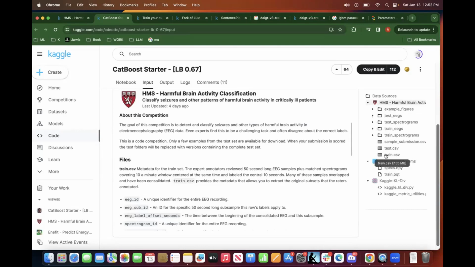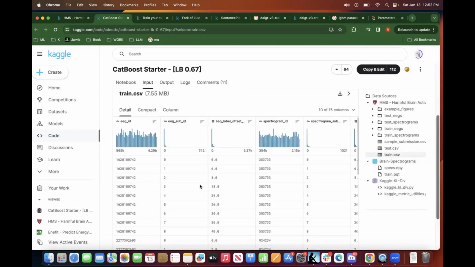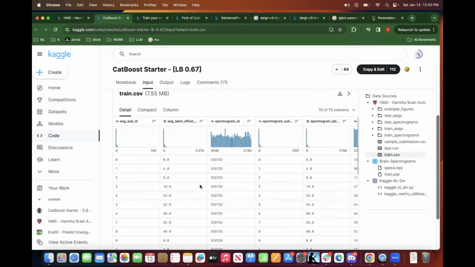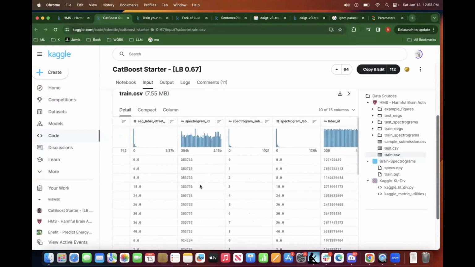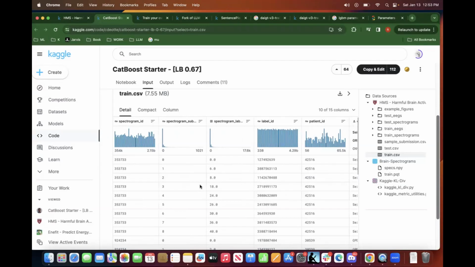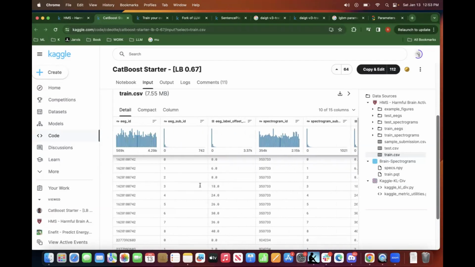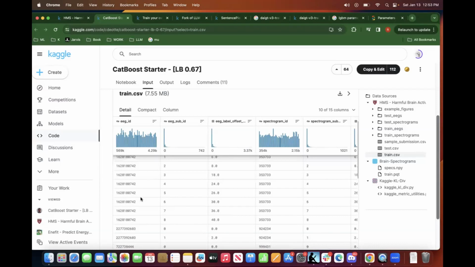Wait, so this is the train. Right. So the train provides all the metadata associated with the EEG, right? For example, I'm sure Steve can explain more of it, but I can just rattle off what I know. The EEG ID is the overall 10-minute EEG, unique to every EEG, right?